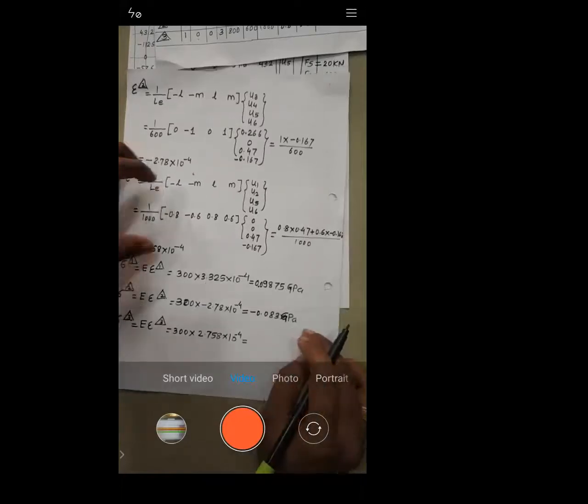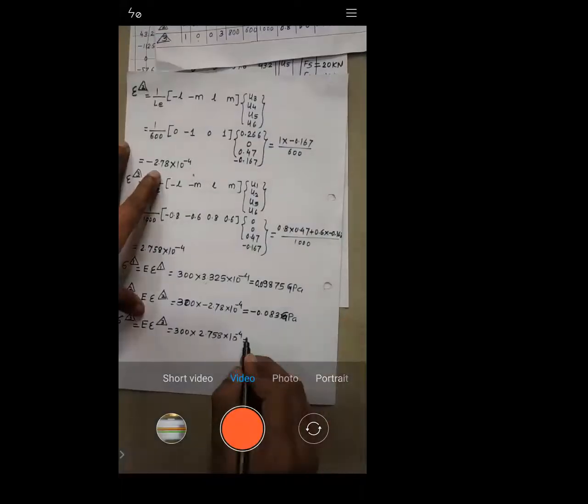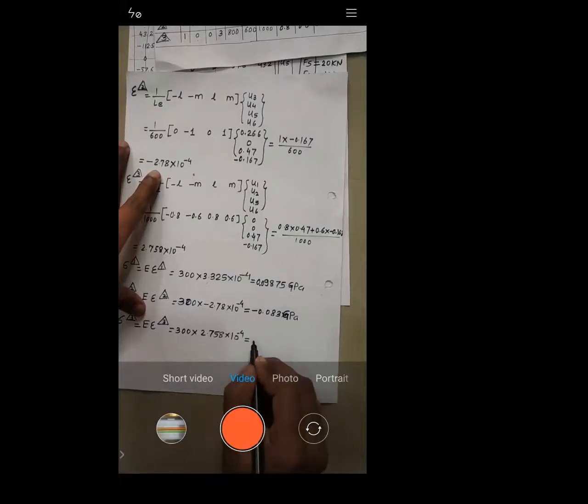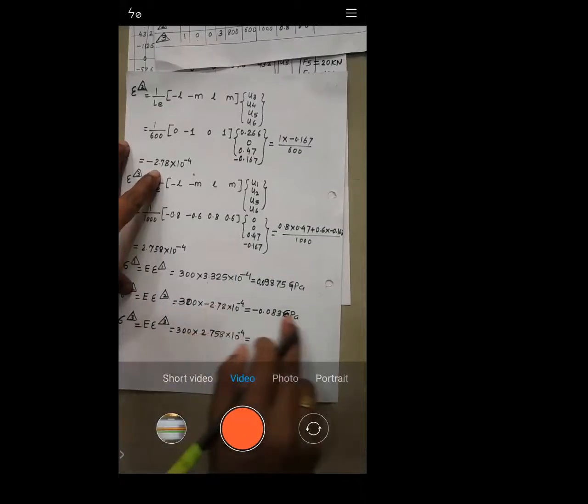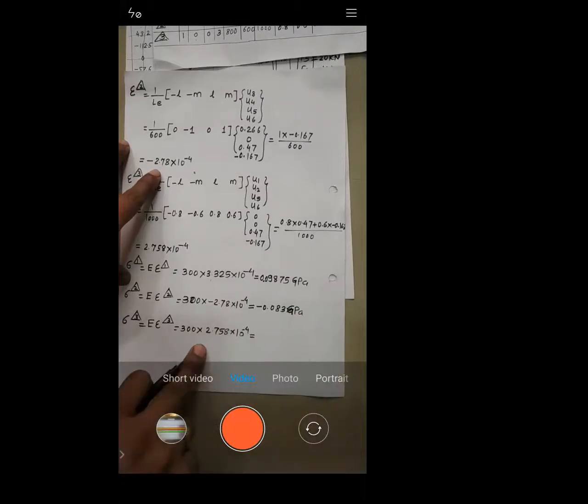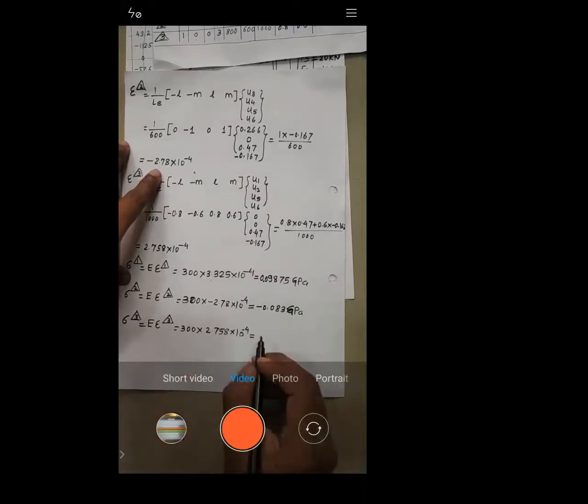And for this one, 0.083. This is for the second one. For the third one, same. The minus sign will not be there.